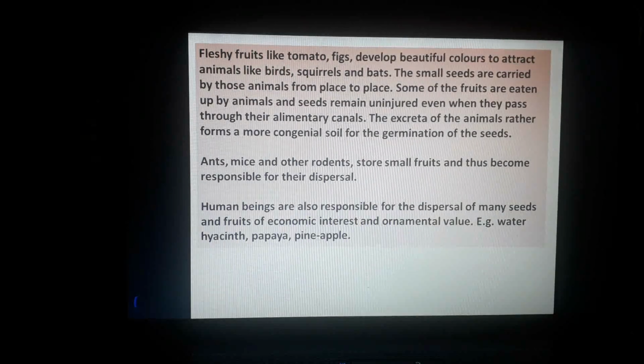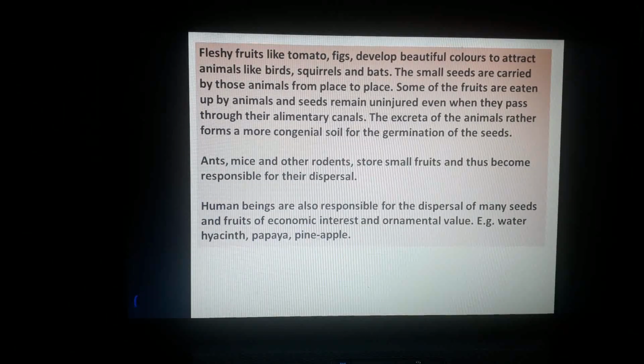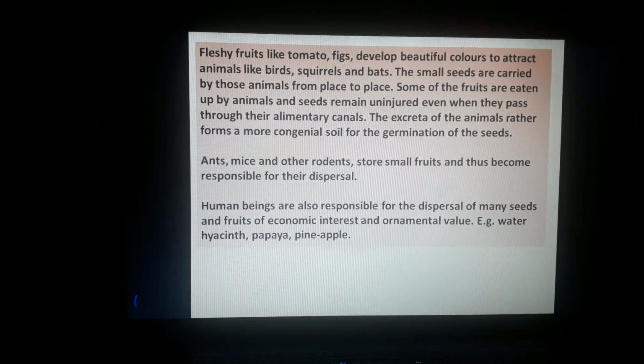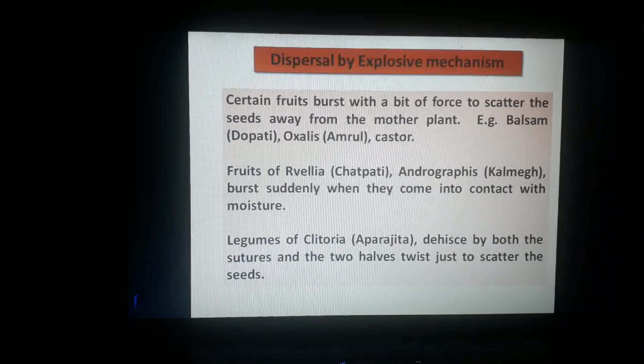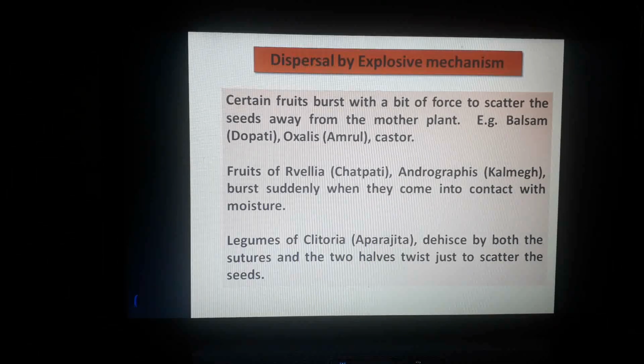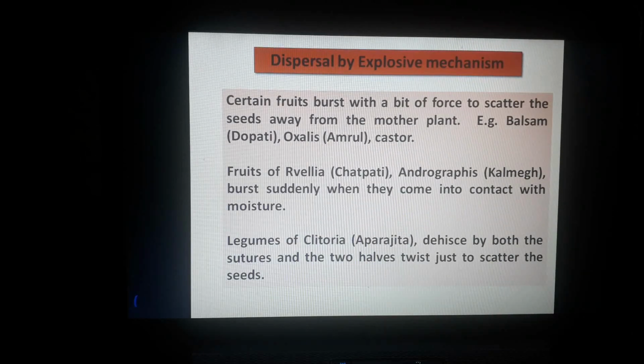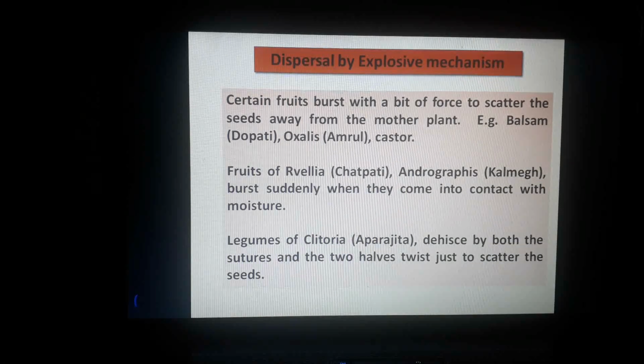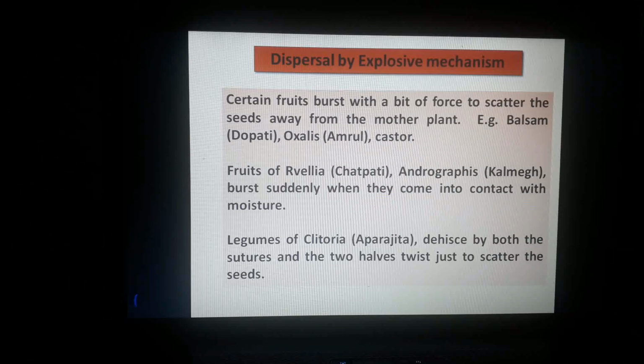I think the international exchange of the fruits is also done by the human beings. Fourth mechanism is the explosive mechanism. For example, in some leguminaceae families, some fruits have the pods which, when they come in contact with the moisture, then burst away. And certain fruits like oxalis and castor burst with a bit of force to scatter the seeds away from the mother plant. So this is the explosive mechanism which is adapted by some plants.